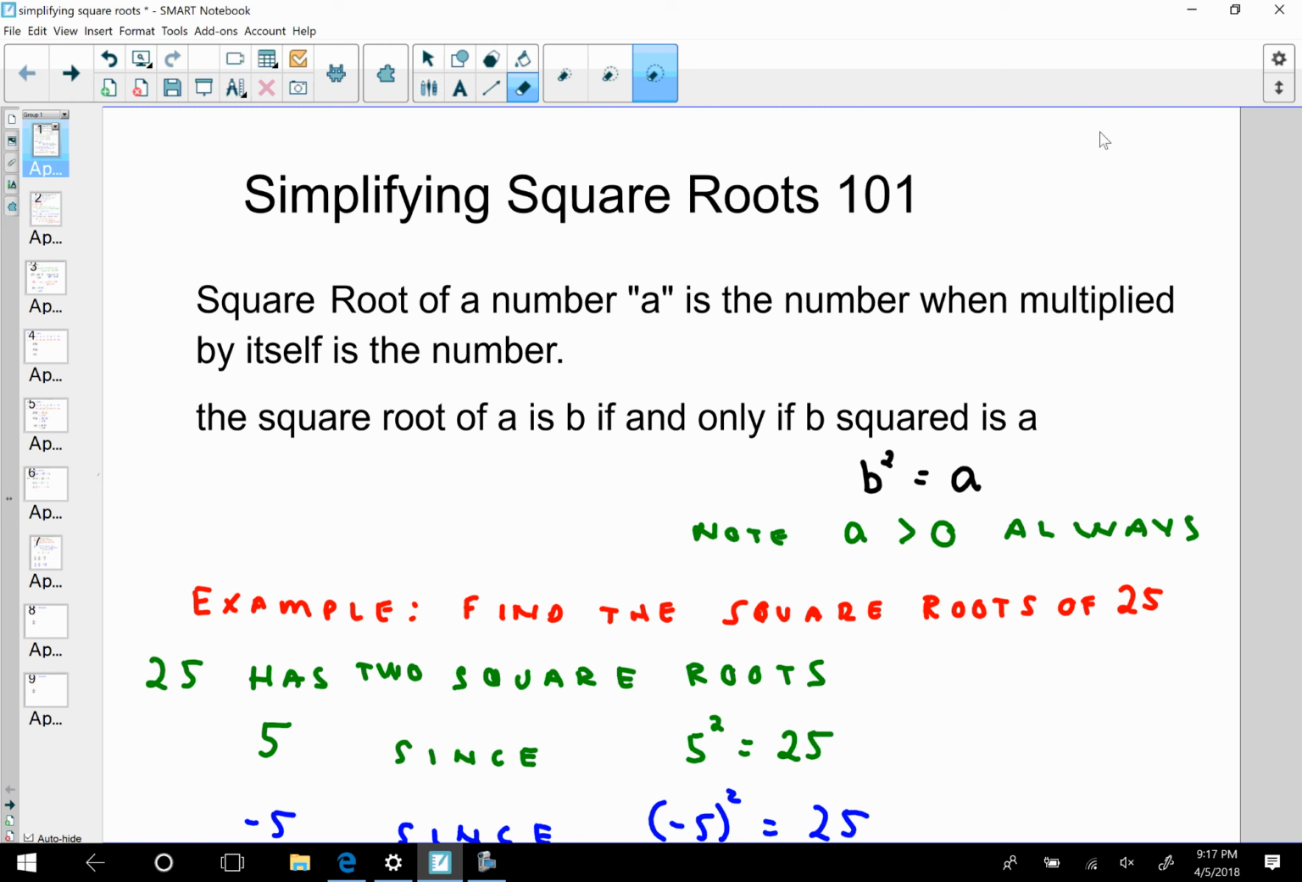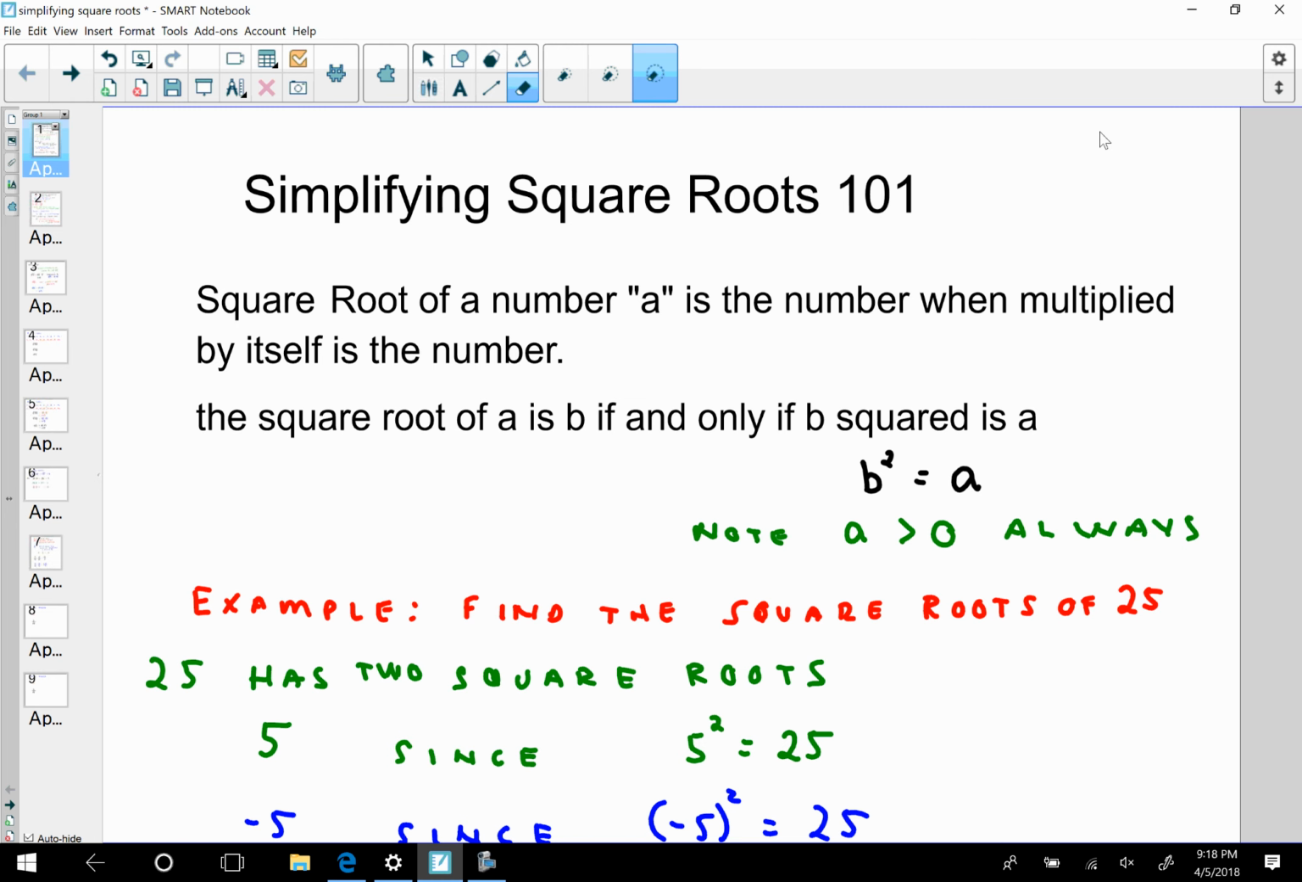Let's watch a little video about simplifying square roots. Keep in mind, simplifying square roots can be much more difficult than what we're going to go into this evening. Before we start simplifying square roots, let's review the definition of a square root.